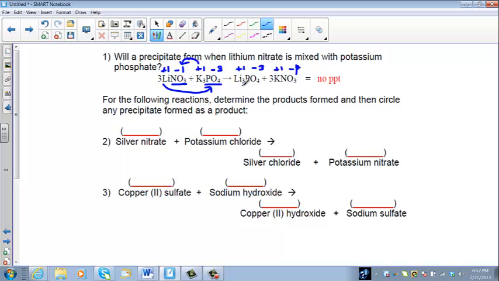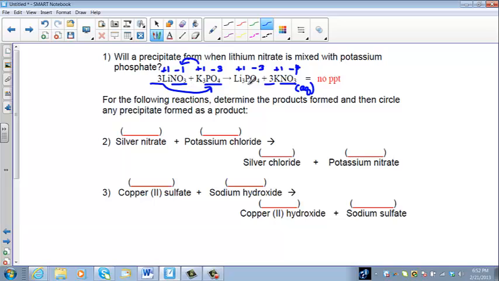I have 3 Li here on the left, so I need to put a 3 here. That gives me 3 NO3, so I have to put a 3 here. Okay, so this equals no precipitate. Why? Well, if we look at NO3, NO3 is on the soluble side of the table, no exceptions, so this is going to be aqueous.